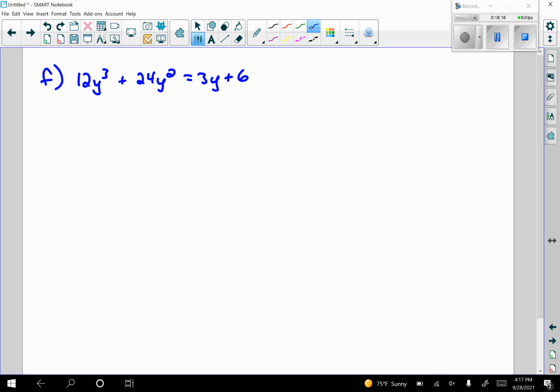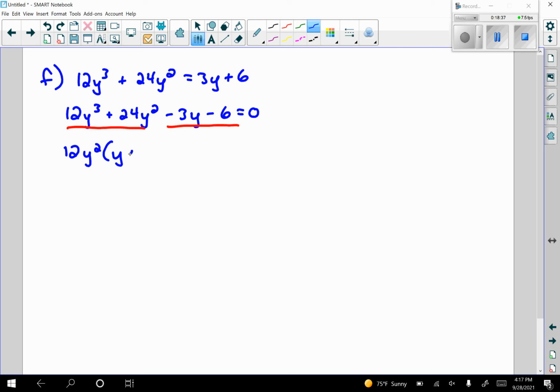All right, for F, notice we have 4 terms. I actually want to factor by grouping here. I want to get everything over to one side, so I'll move everything over to the left. So we have 12y cubed plus 24y squared minus 3y minus 6 equals 0. So I'm going to group my first 2 terms together and then my next 2. I'm going to factor out a GCF here, which is going to be 12y squared. That's going to leave me with a y plus 2.